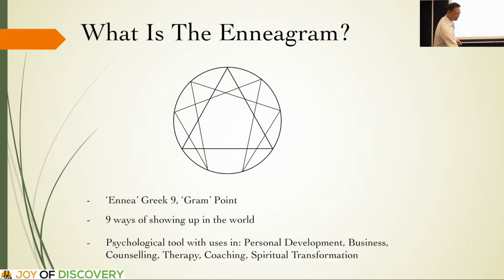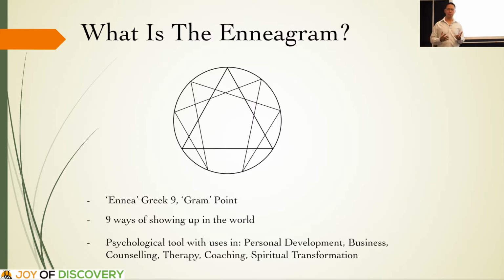Ennea itself means 9 in Greek, and the word gram means point. So if you look at this, these are 9 different points: 1, 2, 3, 4, 5, 6, 7, 8, 9. There are 9 different points in the Enneagram, and it's basically 9 different ways of showing up in the world, 9 different ways of seeing the world, 9 different lenses you may wear to get different perspectives on the world. It's just 9 different ways that people operate in the world, 9 different ways that people survive in the world.